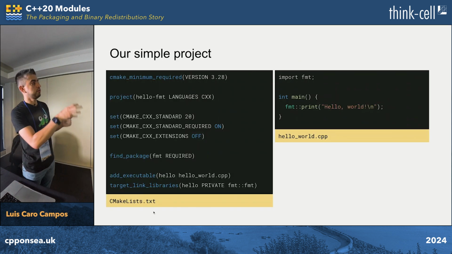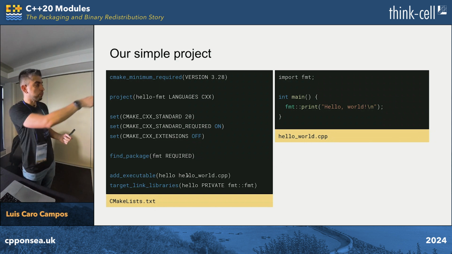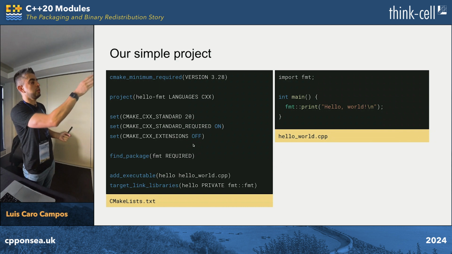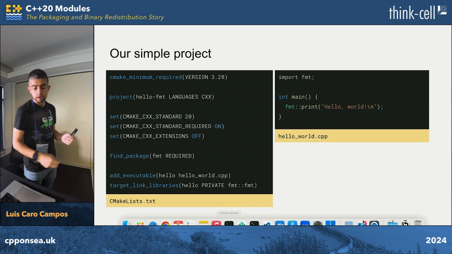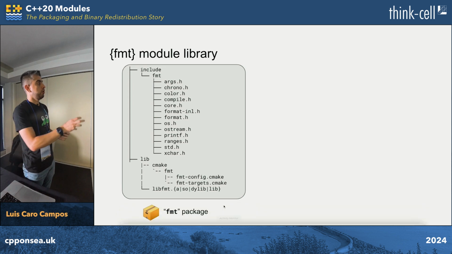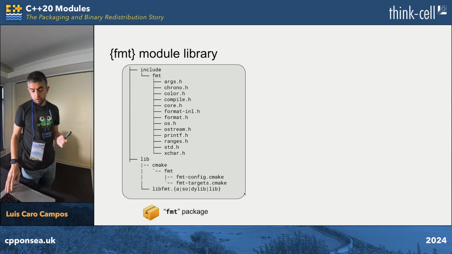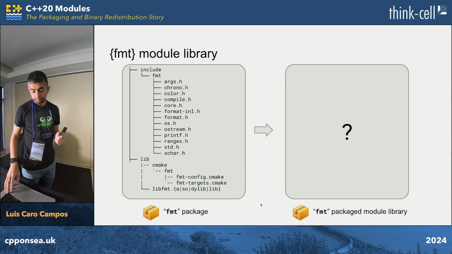So let's say we have a very simple CMake project. On the left, we have a hello FMT that does exactly what I was showing, that hello over there. We want to import FMT, and we want to call find_package. We want this to work, right? This is what we would expect to work if instead of import, we have an include. So as I showed earlier, this is what the FMT package looks like today. What would it look like if it is packaged as a module library?